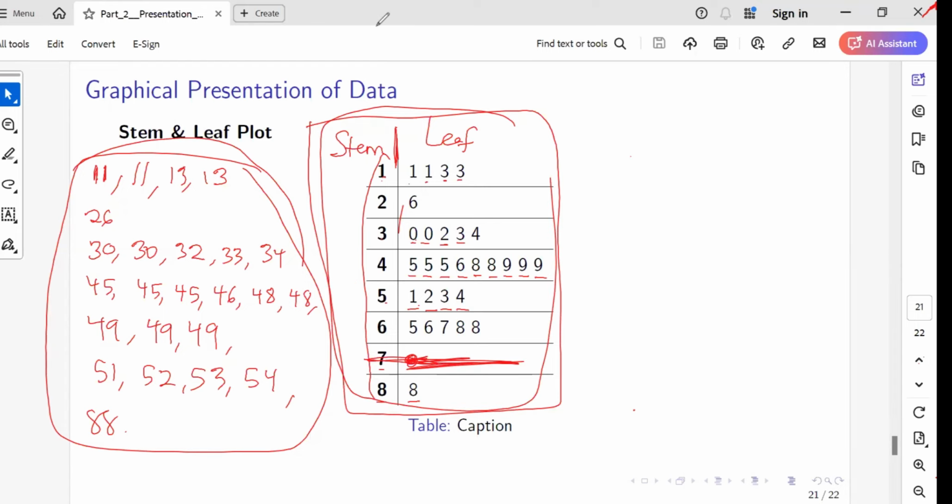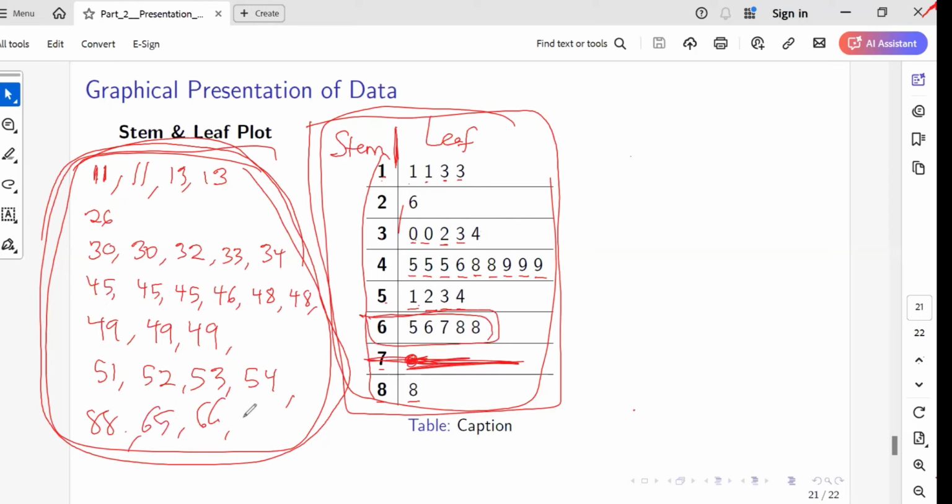So what I want you to think about is, how can I create the stem and leaf plot if I am given this? If I'm given the data points, how will I create a stem and leaf plot? Given how I have shown you how I deduce the data points from the stem and leaf plots, I want you to think about this. So we should have added 65, 66, 67, 68, and then 68.